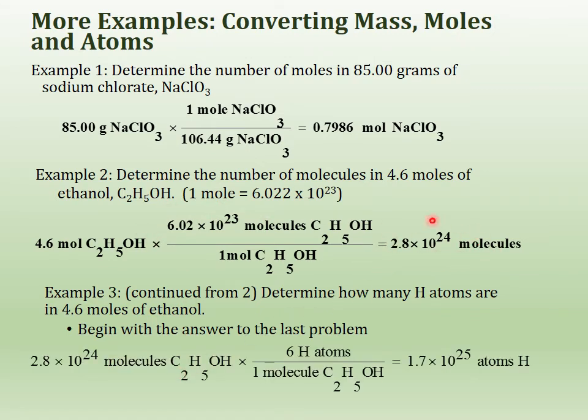That's the number of molecules of ethanol you have given in 4.6 moles, and you have 6 hydrogen atoms in one molecule of ethanol. 5 plus 1, so that's 6 atoms. So you have 1.7 times 10 to the power of 25 atoms of hydrogen in 4.6 moles of ethanol. So it's just a few other examples for you to work on and think about.